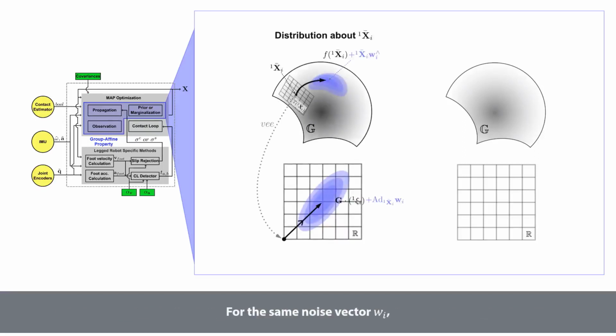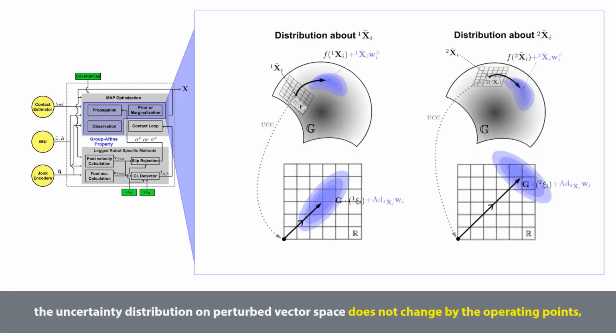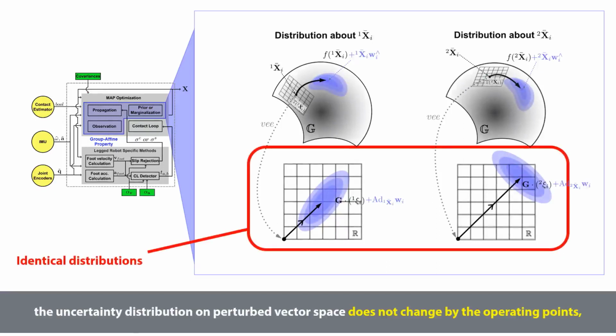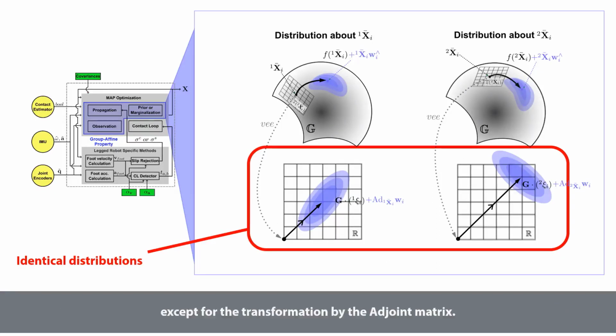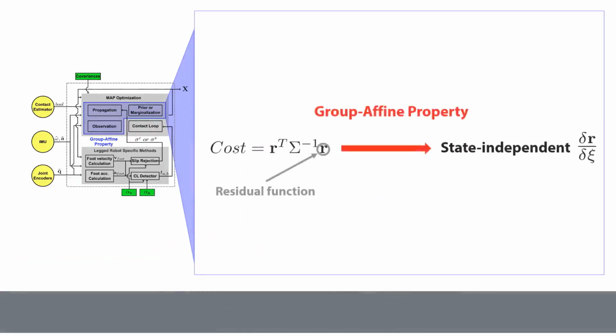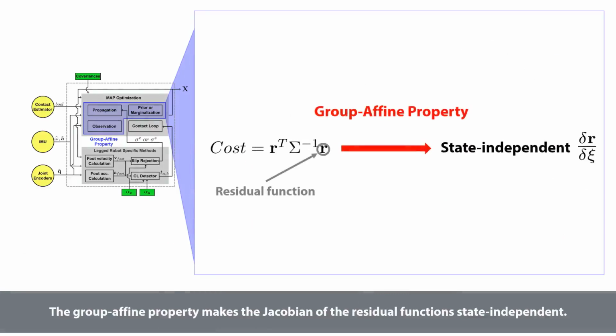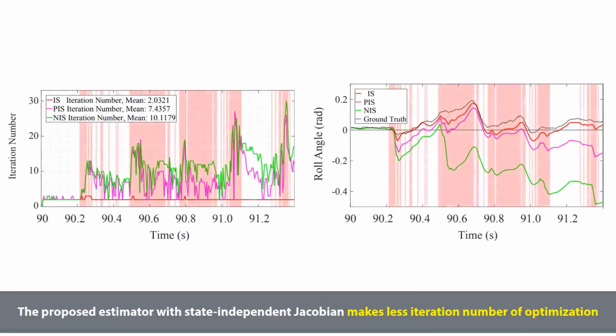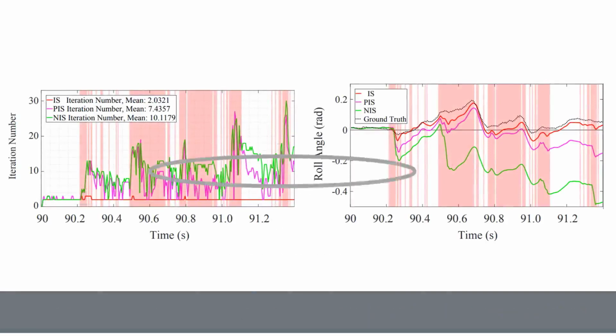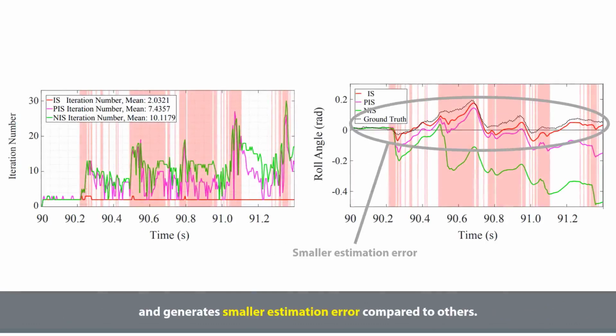For the same noise vector Wi, the uncertainty distribution on perturbed vector space does not change by the operating points, except for the transformation by the adjoint matrix. The group-affine property makes the Jacobian of the residual function state-independent. The proposed estimator with state-independent Jacobian requires fewer optimization iterations and generates smaller estimation error compared to others.